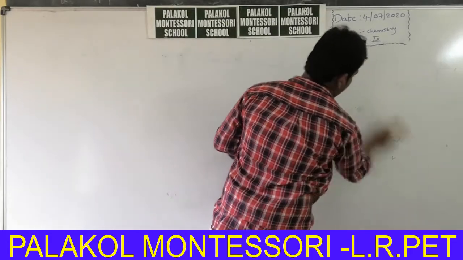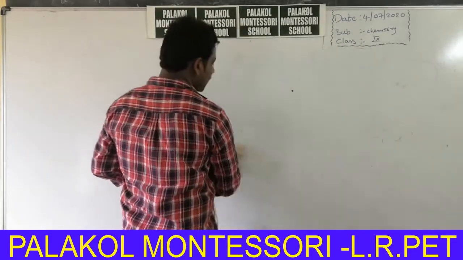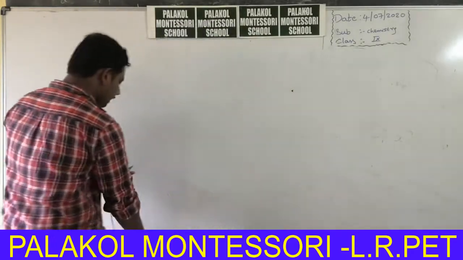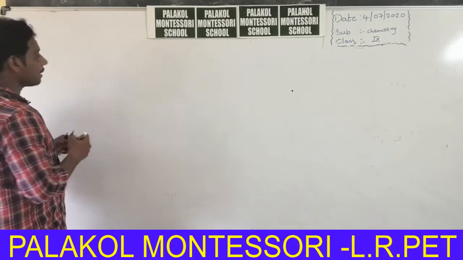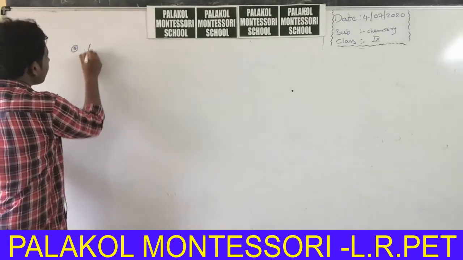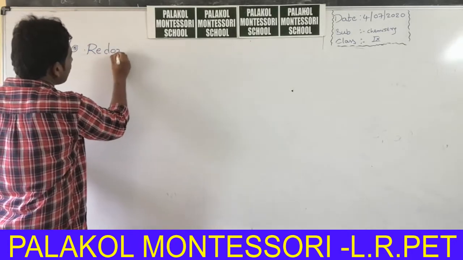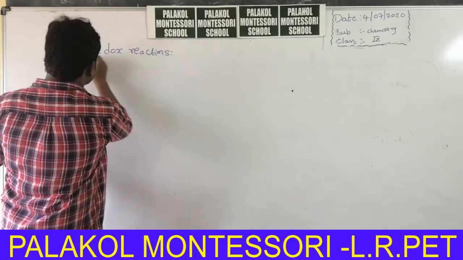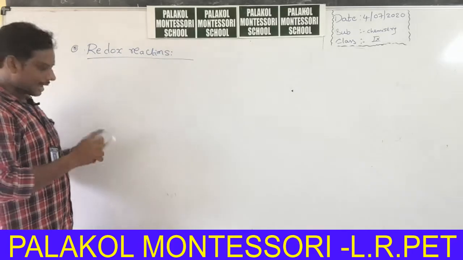Okay, up to now we completed chemical combination, chemical displacement, chemical decomposition, and double displacement reactions. The fifth concept, very important, is redox reactions. Redox reaction. The name itself indicates it.